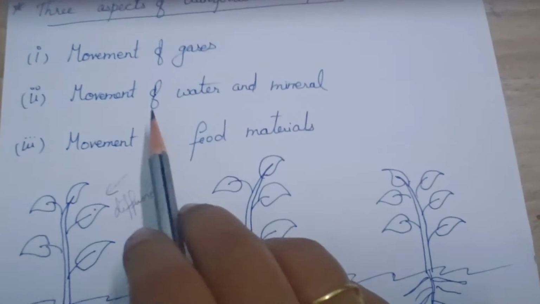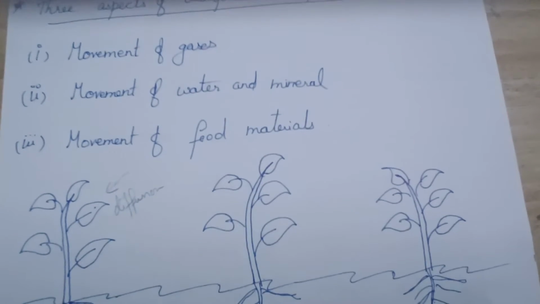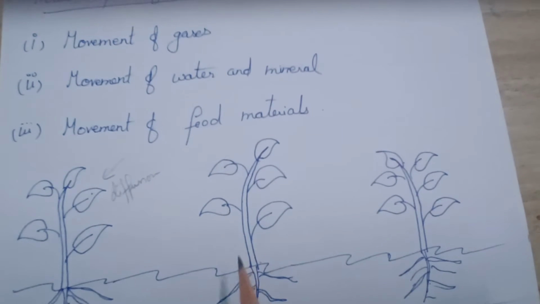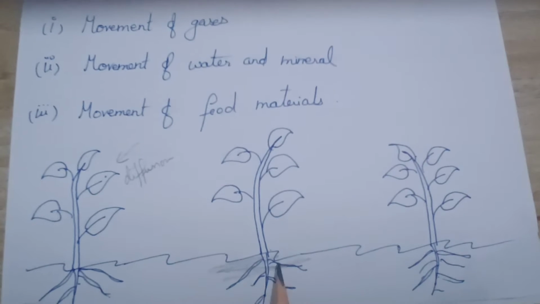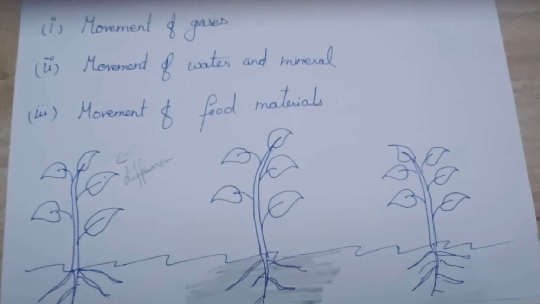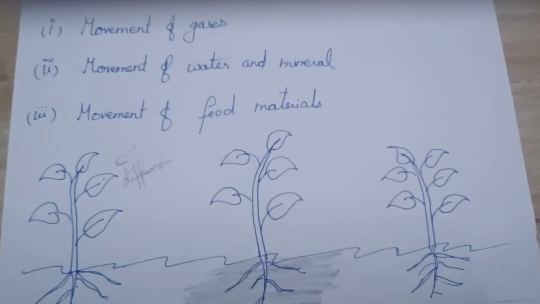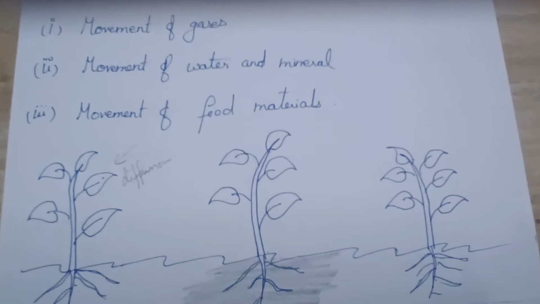And how about the movement of water and minerals? From where do plants take the water and minerals? From the soil. From the soil only it will take the water and the minerals, because photosynthesis alone, getting glucose alone, is not enough for growth. You need more minerals like nitrogen, phosphorus, etc., for the growth of the plant. So it will take the water and minerals from the root only, sorry, from the soil only, right?